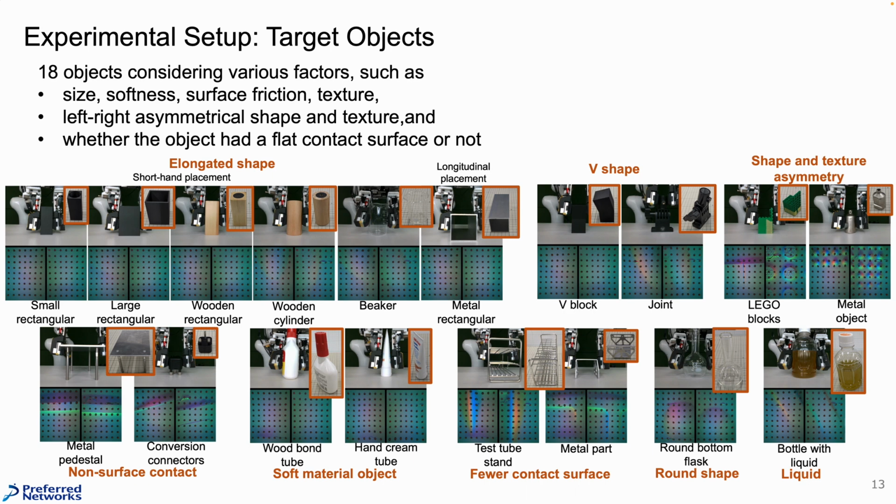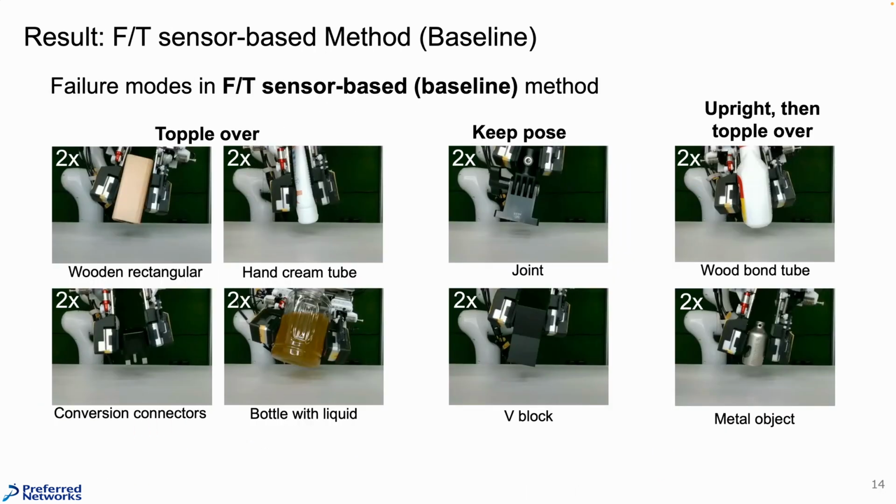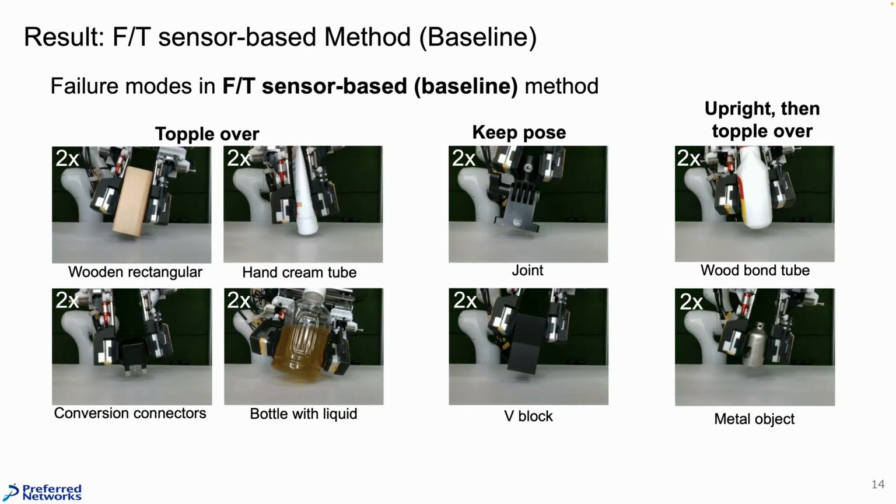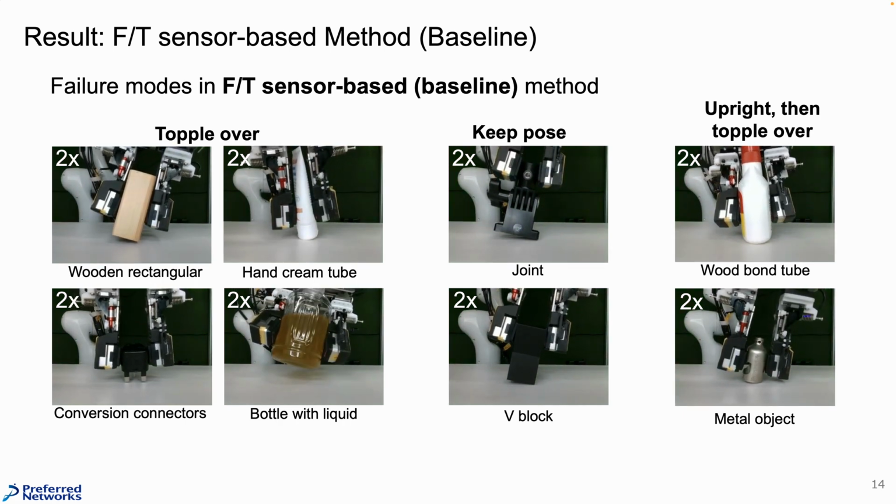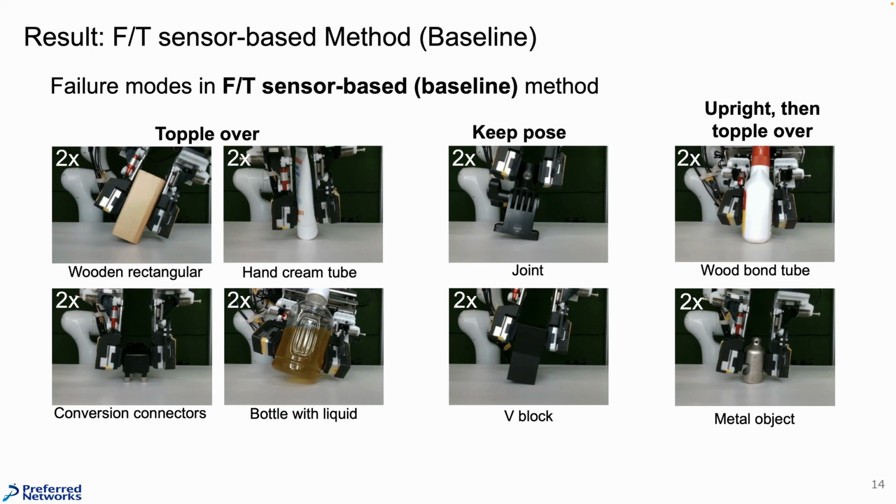For the evaluation, we chose 18 objects considering various factors. The force-torque-based method often failed. There were many failures that resulted in the object toppling over in the force-torque sensor-based approach.